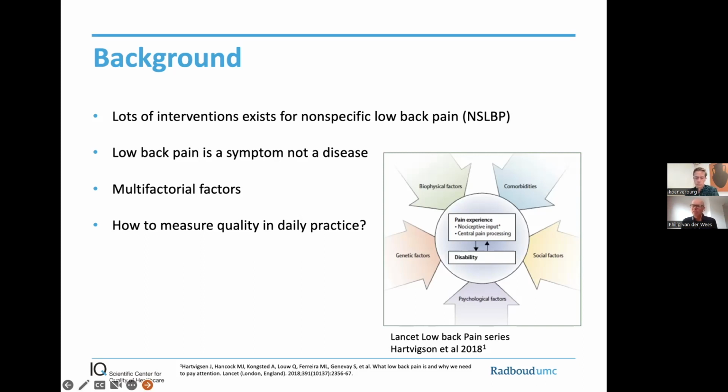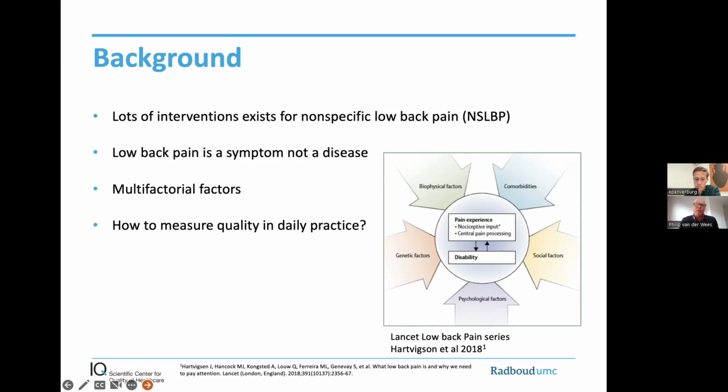But because we don't really understand all the components and all the aspects of low back pain and what it causes and what the different factors are that influence low back pain, there are also a lot of interventions, and we're not always sure how to know which intervention fits best with which patient, and how to use outcomes in order to learn from these treatments that we give to these patients.